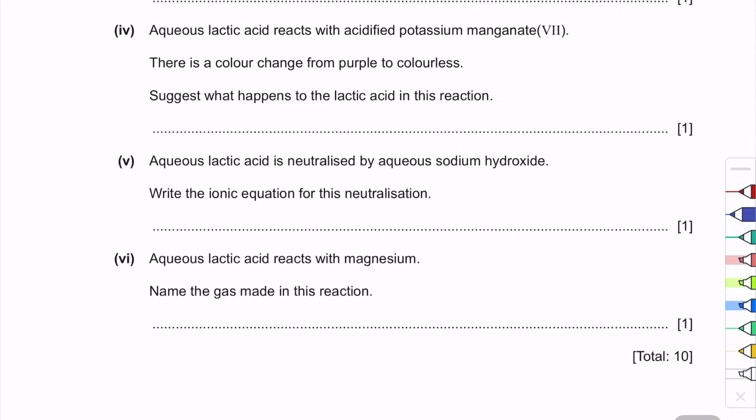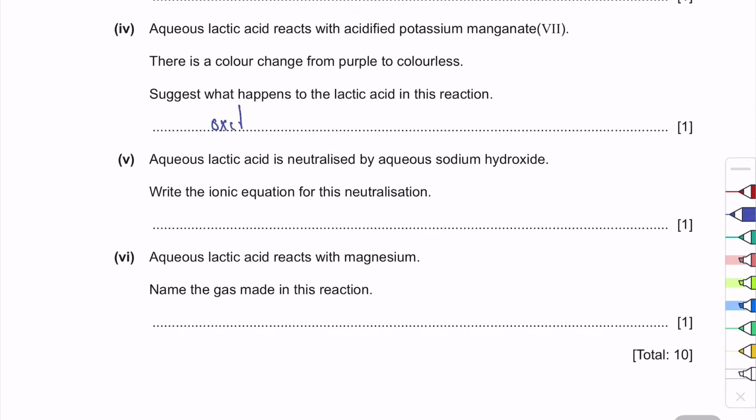Aqueous lactic acid reacts with acidic potassium manganate(VII), and there's a color change. Okay, so that's redox. Say what happens to the lactic acid in this reaction. Because KMnO4 is an oxidizing agent, we'll say it is oxidized.